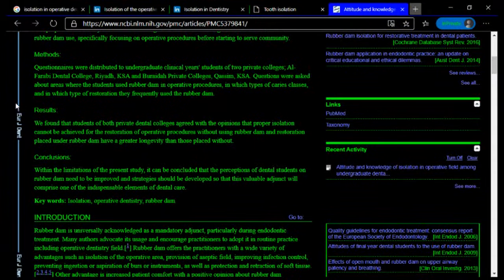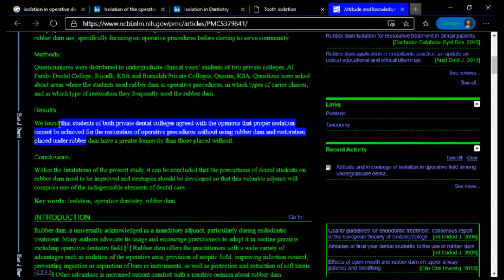Let's continue reading the results and the conclusion of this study. Results: the students of both private dental colleges agreed with the opinion that proper isolation cannot be achieved for the restoration of operative procedures without using rubber dam, and restorations placed under rubber dam have a greater longevity than those placed without it. So for the restoration, it is very important to put the rubber dam in the procedure.